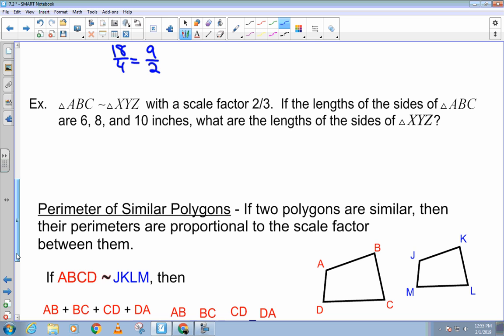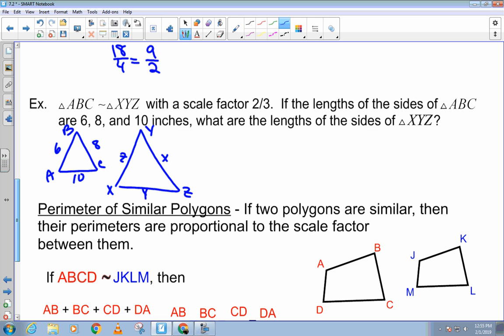Triangle ABC is similar to triangle XYZ with a scale factor of 2 to 3. If the lengths of the sides of triangle ABC are 6, 8, and 10 inches, what are the lengths of the sides of XYZ? So we've got ABC and XYZ. And the sides are 6, 8, and 10. I'm going to let this be little z, this be little y, and this be little x. It says that the scale factor is 2 to 3. So what would I do to figure out, let's say, x?